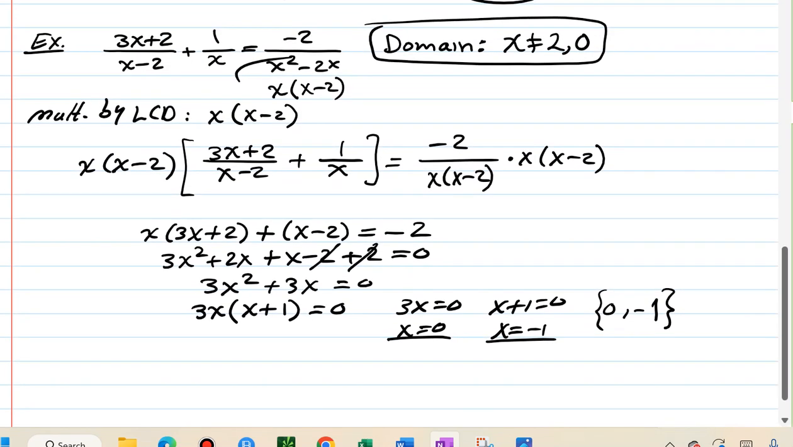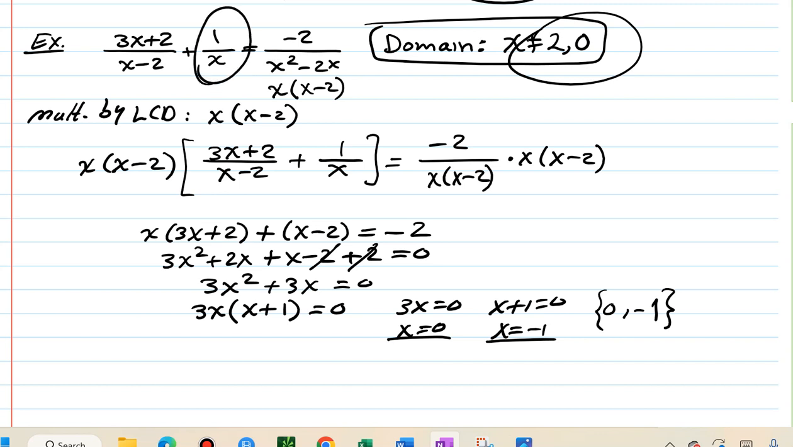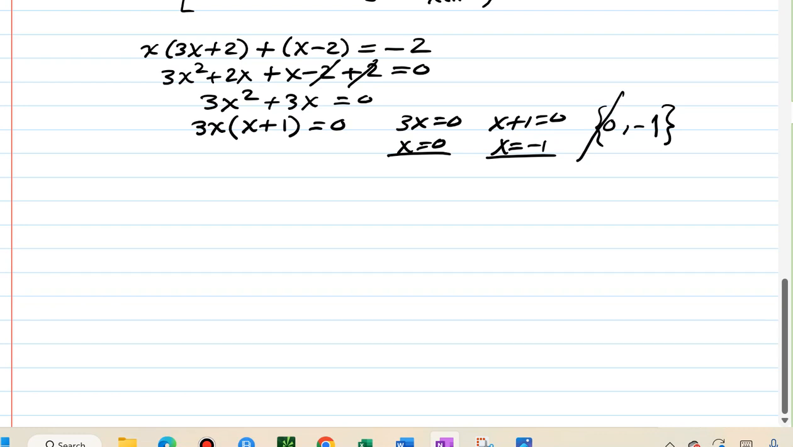I'm going to go back up here and look at my exclusions. Remember, 0 and 2 are not allowed in the original. And again, the reason they're not allowed is because 0 in the second fraction gives me 1 over 0, which is undefined. All right, and check out what we got. We have 0 as a solution, therefore we need to exclude or discard it. We simply discard or omit this one. So the only solution, our final solution, is going to be negative 1. That's the only one that works.